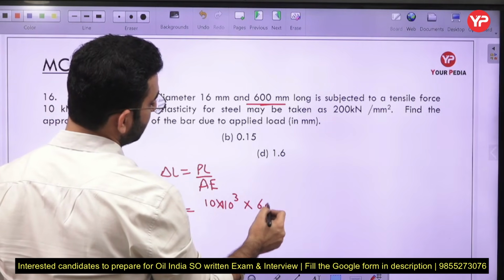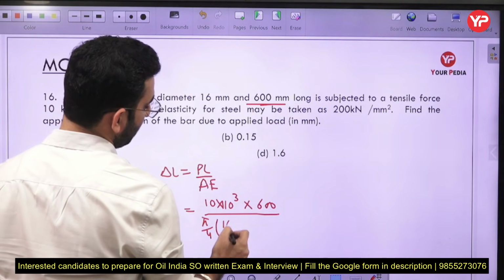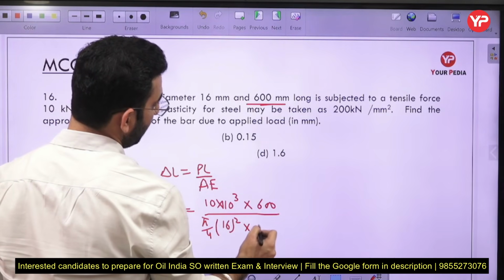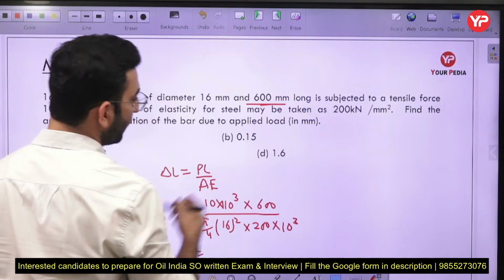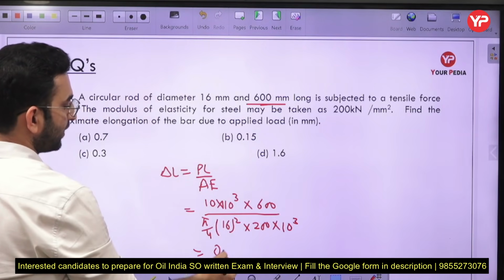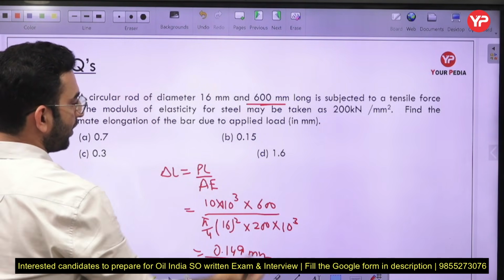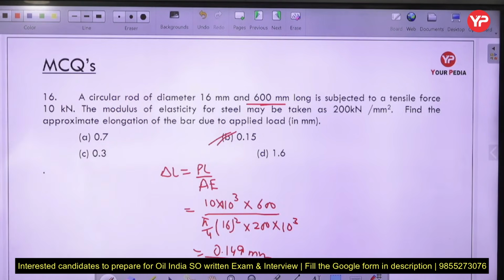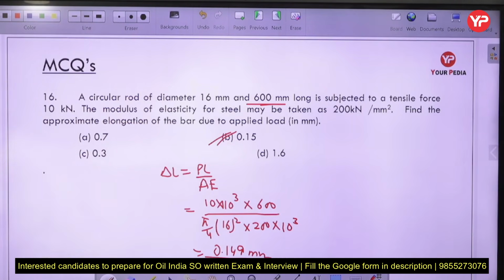Length is 600 millimeter, area is pi by 4 into 16 square, E is 200 into 10 to the power 3. So if you solve it, you are going to get the answer as 0.149 something. So option number B will be the correct answer. If I just find out this value, delta L will come out to be 0.15 millimeter. So that is a very simple case.